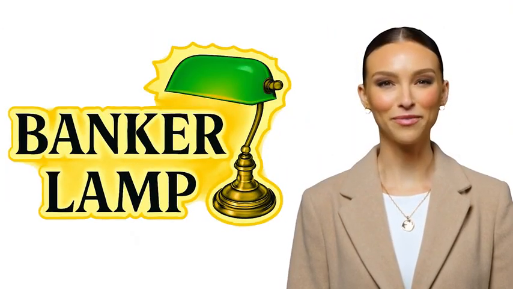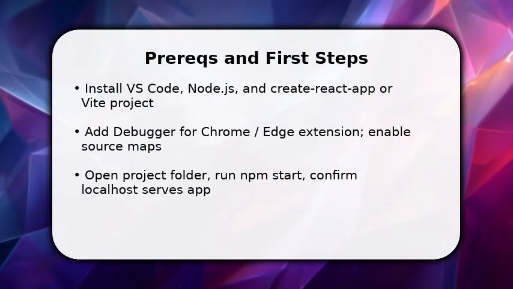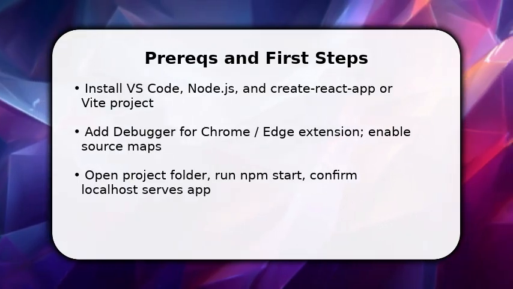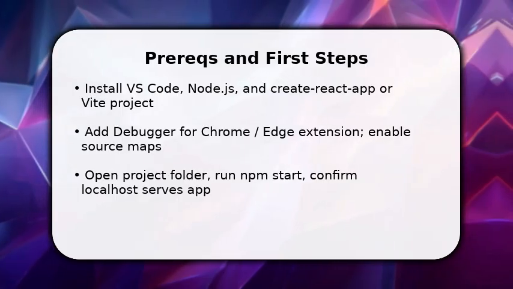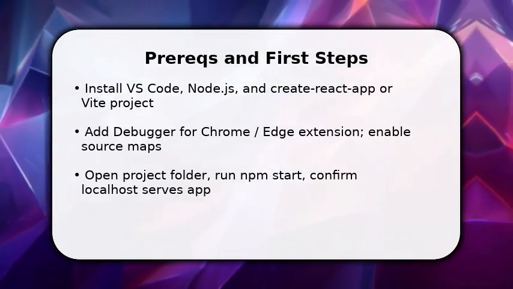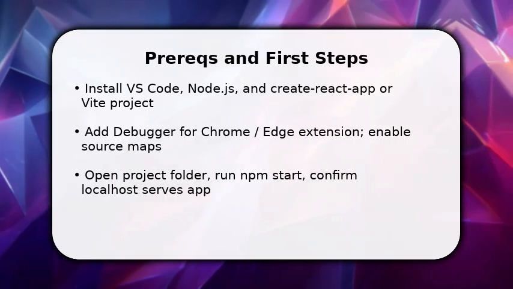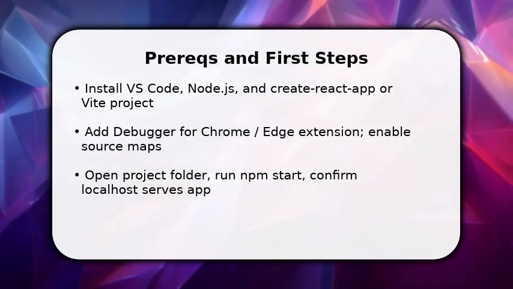Please enjoy the video. You start by confirming prerequisites quickly. Node, a React scaffold, and VS Code with the Debugger extension installed. Once done, enable source maps in your build config so the debugger maps compiled code back to your JSX.